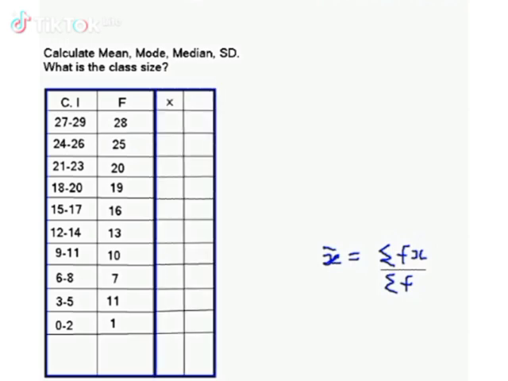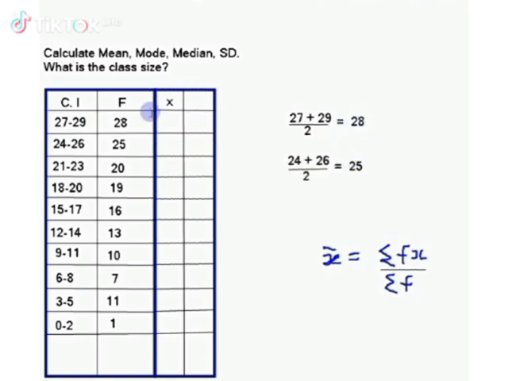And how do we get this x? x is the midpoint of this distribution. So from the class interval, we add the two numbers in each row of the class interval and then divide by 2. When you divide this, you have 28 and 25.